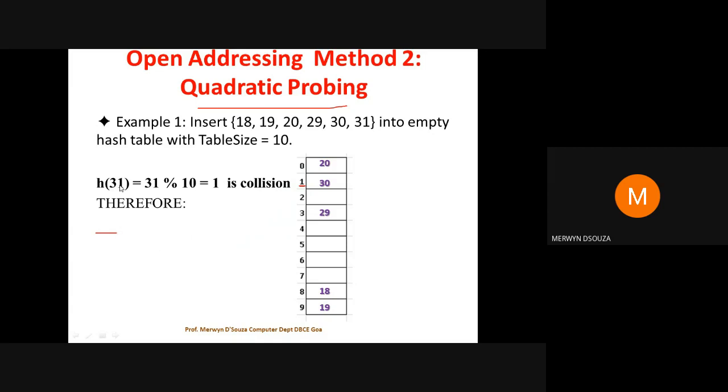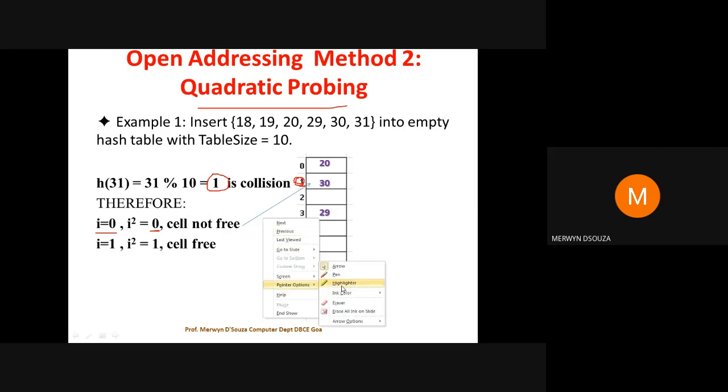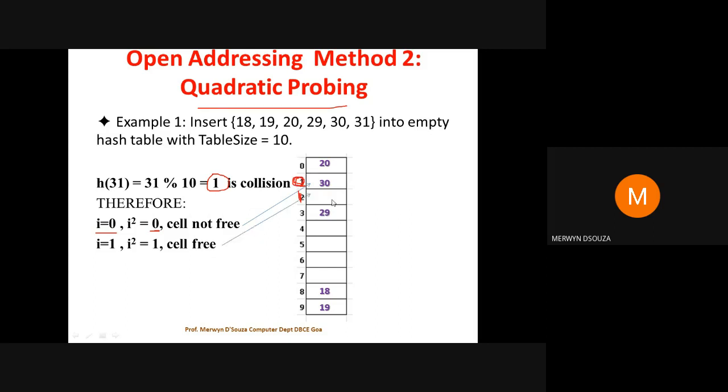So now 31, again collision has happened at this hash value 1. So start with I equal to 0. I square 0 is obviously 0. Where's your 0 now? This. Here is the hash value. So there you start with 0. Cell is not free. So I make I equal to 1. So I square is 1, cell is free. So where is your 1 now? Number your 1 correctly. So this is your 1. After 0 comes 1. This is 0, this is 1. Insert 31 there.